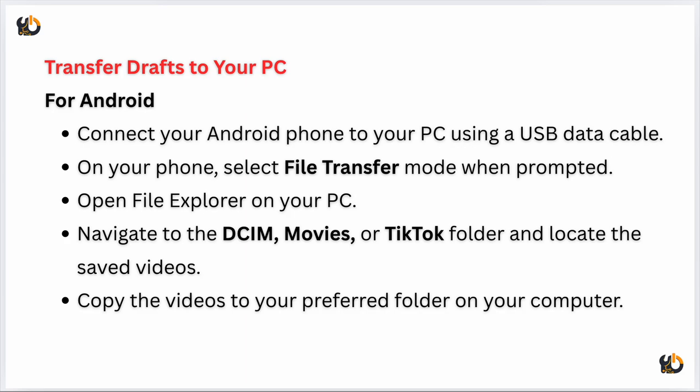Now transfer the draft to the PC. So for Android, connect your Android phone to the PC using a USB data cable. Now open the phone and select file transfer mode when prompted. Now open File Explorer on your PC and navigate to the DCIM, Movies or TikTok folder and locate the saved video. Now copy the videos to the preferred folder on your computer.